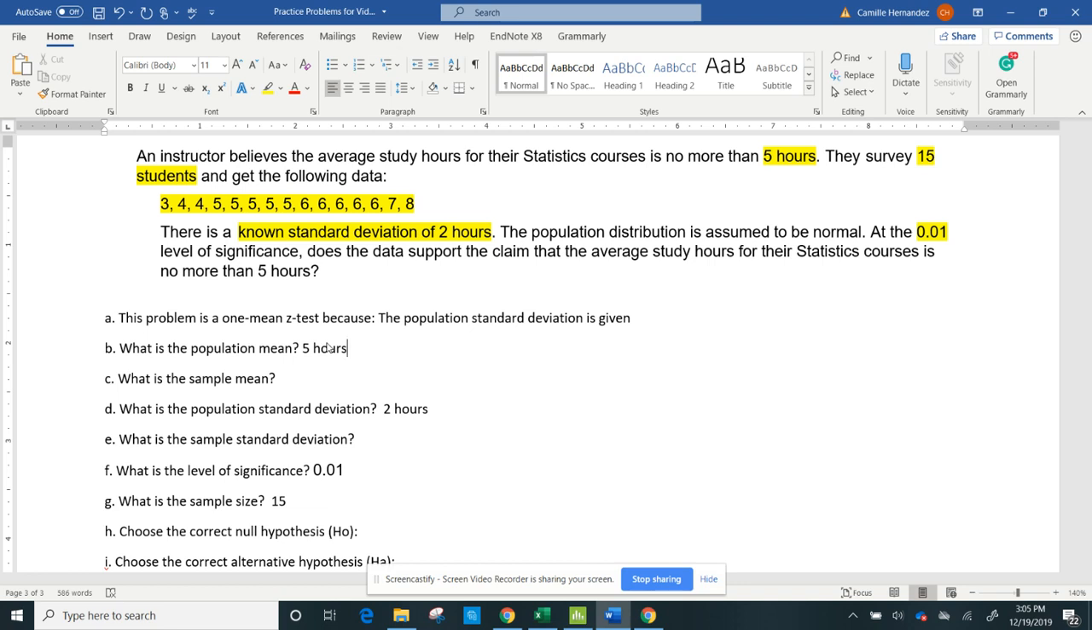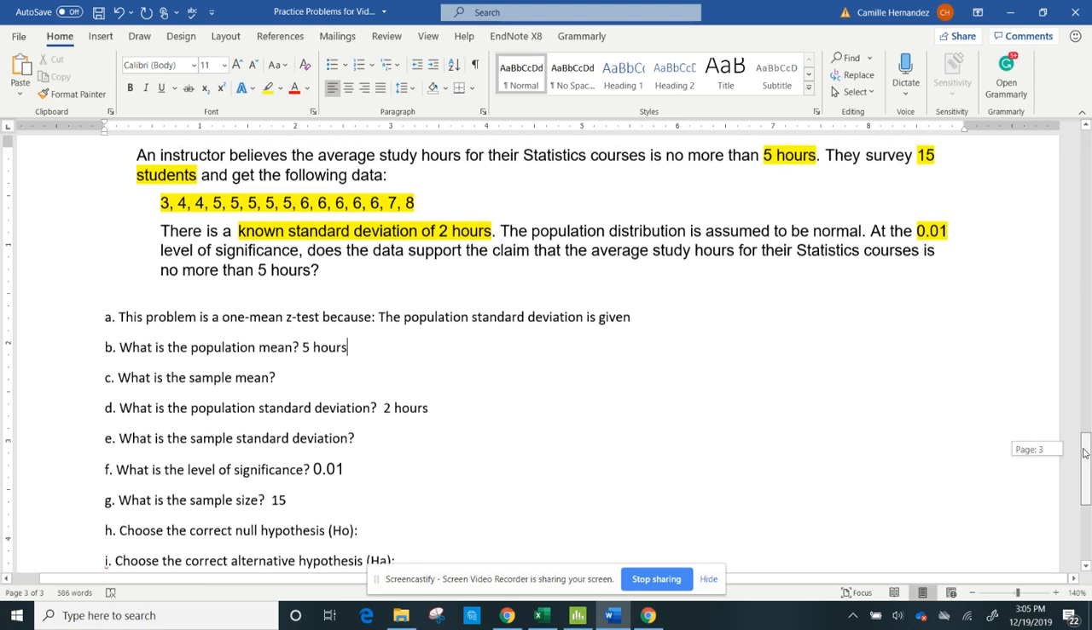But they do not give me a sample mean or sample standard deviation. And why don't they do that? It's because I have a set of data. I don't have the sample statistics. I have an actual set of data. So I need to put that in Minitab and I need to run my statistics. But before I do that, I need to come up with my hypothesis. And it says they believe no more.